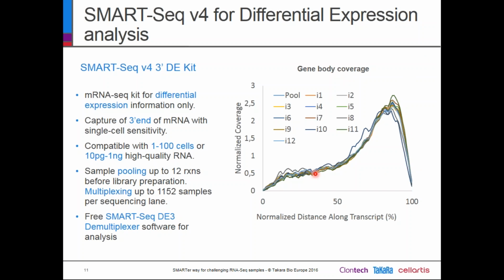This kit is single cell capable, and actually the data shown here is from different cells as compared to a pool, as you can see here. Or you can also use it with up to 100 cells or up to 1 nanogram of RNA. In this kit we have enabled pooling samples, and you will be able to use 12 different barcodes in the oligo-DT to enable this pooling before going to the library prep. And then by combining with the different Illumina high throughput indexes, you will be able to multiplex up to 1152 samples per sequencing lane.